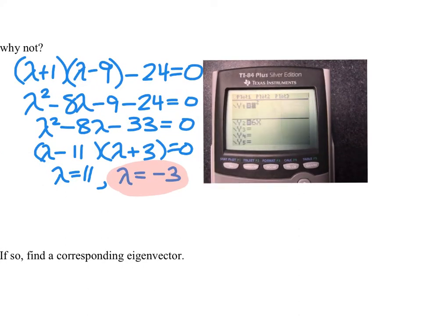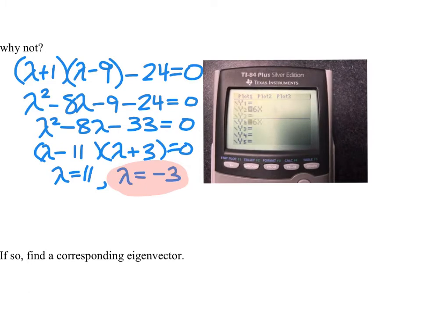All right. So, again, type it in the original function, x plus 1, x minus 9, and then minus the 24, and then the 0. All right, so I'll just do a zoom 6.